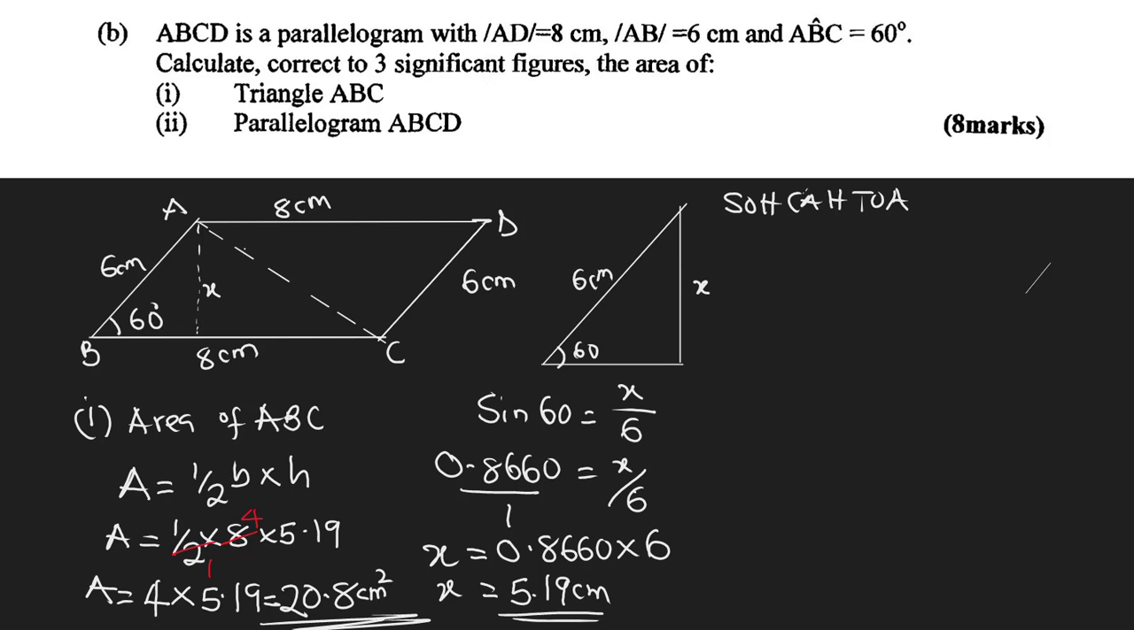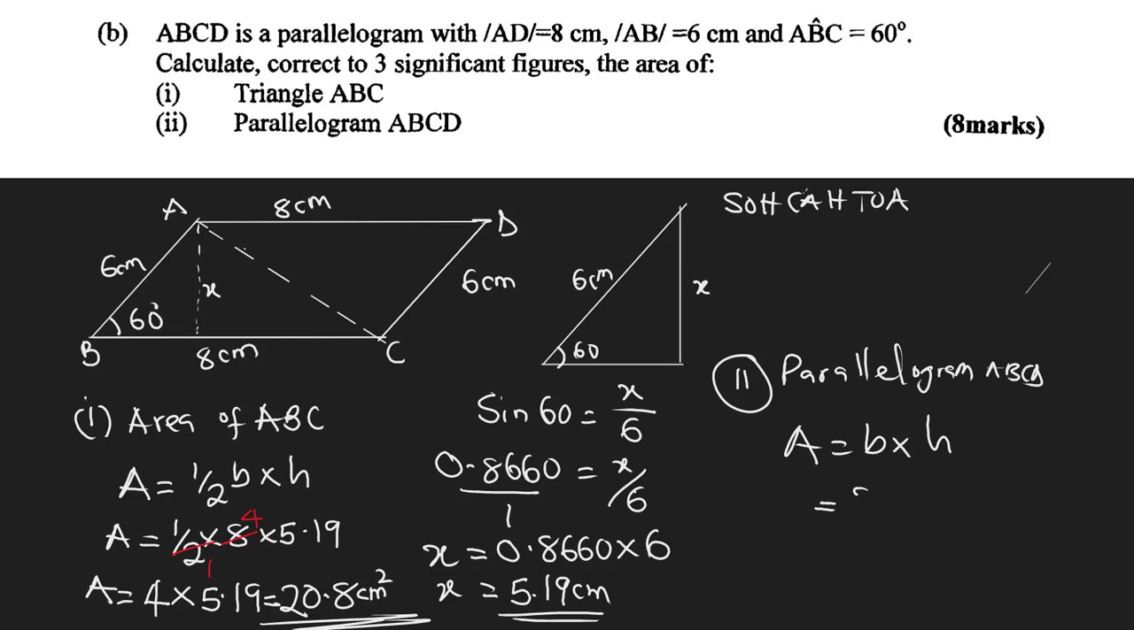So the second part of the question, that's 2. We have to find the area of the parallelogram ABCD, right? So now, what's the formula for finding the area of a parallelogram? Area is equal to base times height. With this, we already have the height and the base, right? So what is our base? The base is same thing as 8. So it's 8 times the height, which we've gotten earlier.